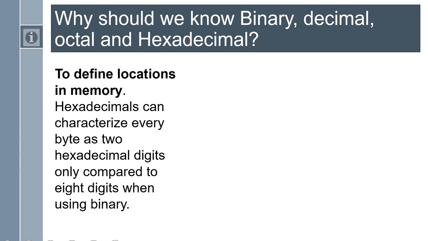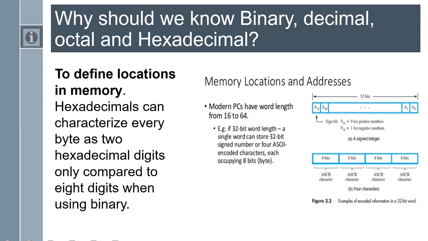Hexadecimal number system is also used to define memory locations. Like here, it will use 8 bits, 8 bits, 8 bits. So hexadecimals can categorize every byte as 2 hexadecimal digits only, compared to 8 digits when using binary.